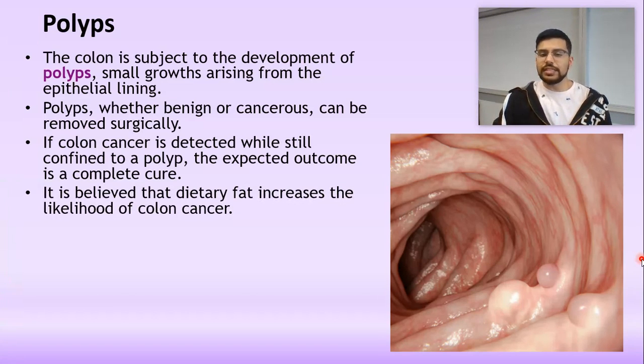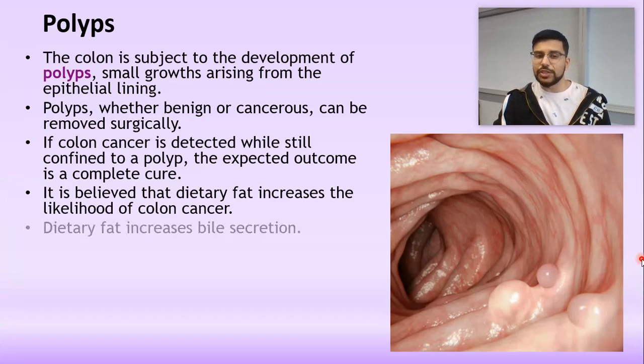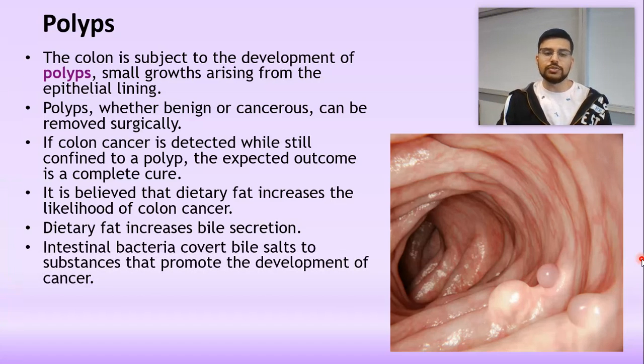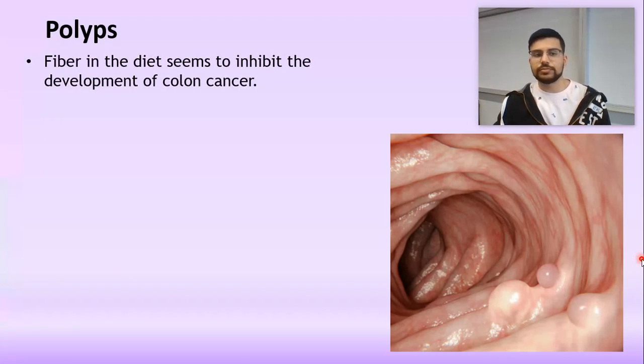You can find out that if you have extra fat in your diet, you're more likely to have colon cancer. You're more likely to have these polyps forming because the fat is sticky and it sticks to the inside of your colon, and it increases the likelihood of getting that inflammation, that bubbling happening. That dietary fat is going to increase bile secretion, and if you have too much intestinal bacteria converting bile salts into substances, that can eventually promote the growth of various cancers.